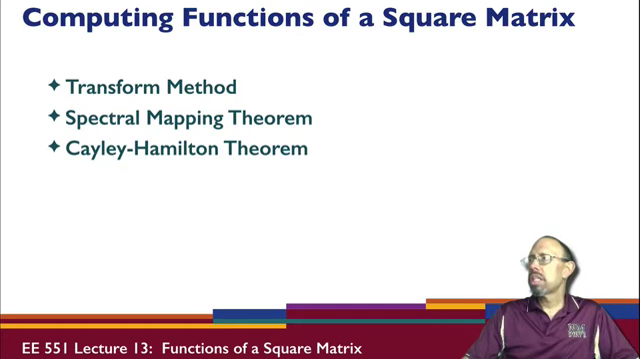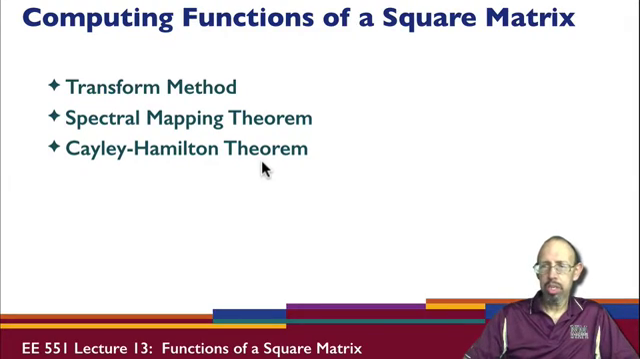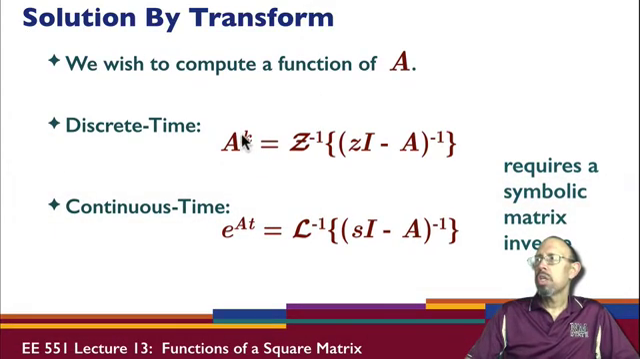So there are several methods for computing functions of a square matrix. There's the transform method, there's the spectral mapping theorem, and there's the Cayley-Hamilton theorem. These are three methods for computing functions of a square matrix. So, solution by transform. We'll look at that one first.